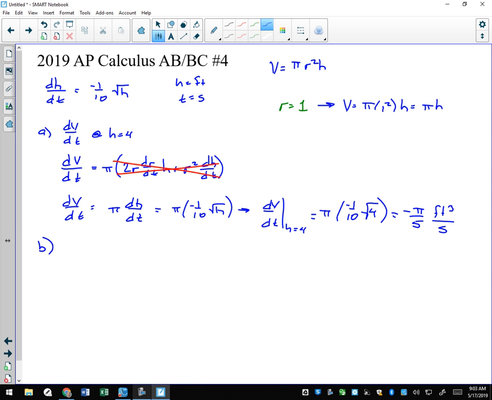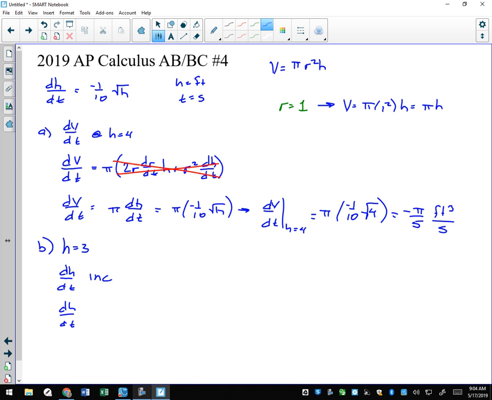When the height is 3, is the rate of change of the height of the water with respect to time increasing or decreasing? So we want to know if something is increasing or decreasing. We need to know if that thing's derivative is positive or negative. So we want to know, is dH/dt increasing or is it decreasing?